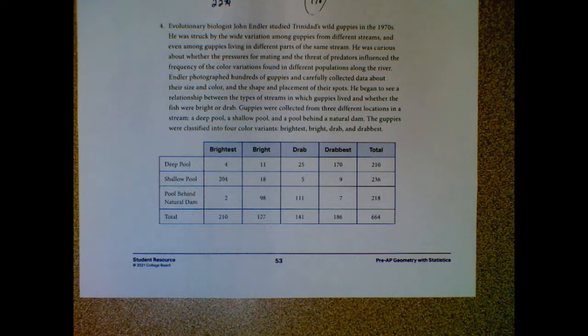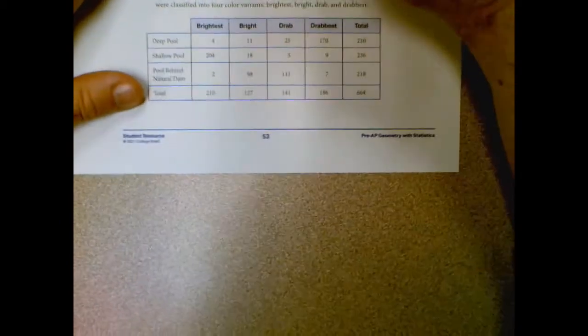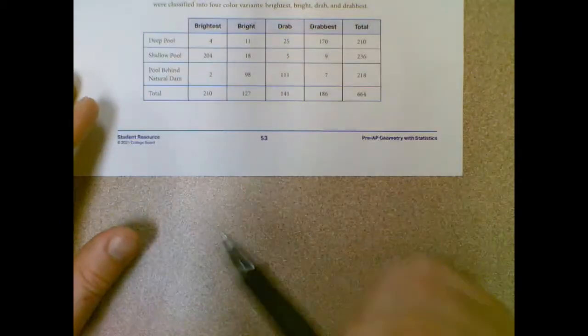Guppies were collected from 3 different locations in a stream: a deep pool, a shallow pool, and a pool behind a natural dam. The guppies were classified into 4 color variants: brightest, bright, drab, or drabbest. So we have kind of a scale there. And all his data is down here. Okay, so we're going to use that data to answer a couple questions.